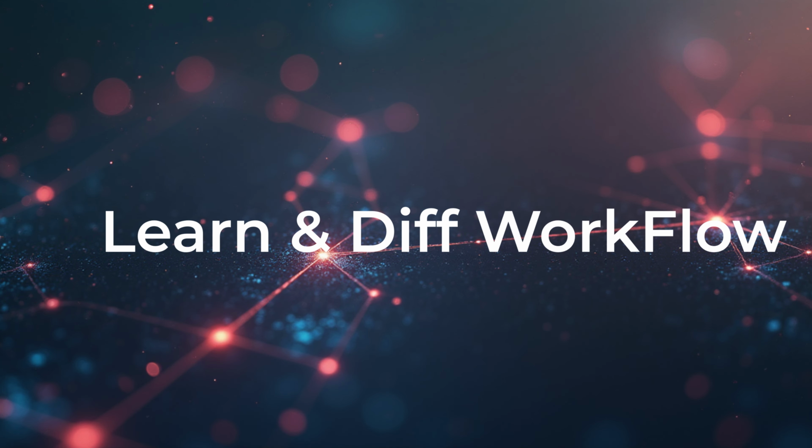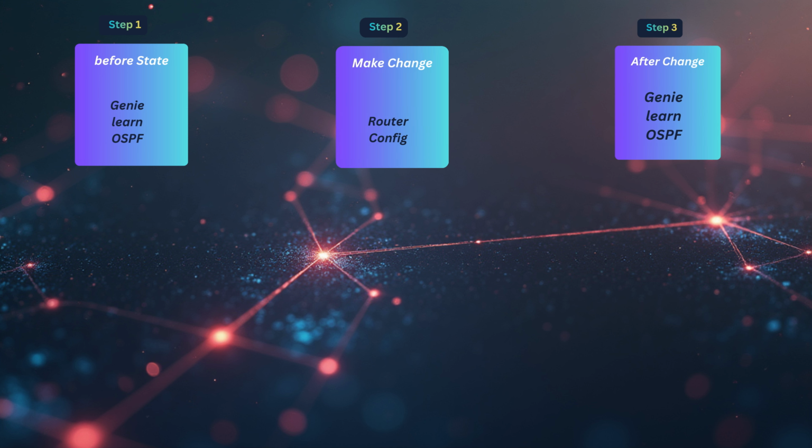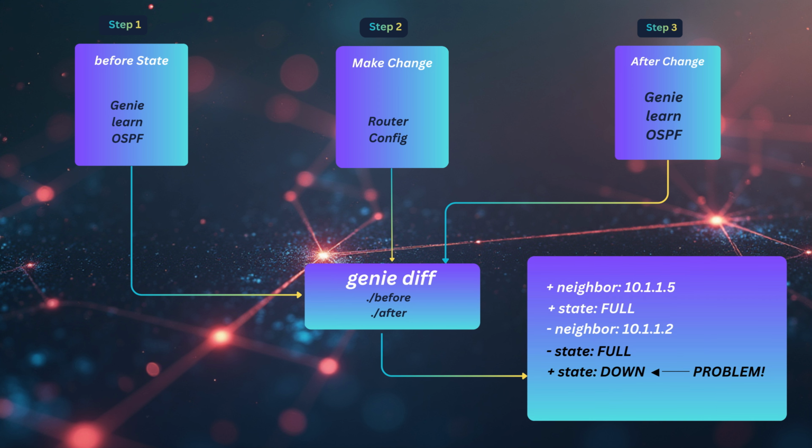But the real killer feature is the learn and diff workflow. With pyATS, you can capture your network state before the change, make your changes, and capture the state after, then diff them. pyATS tells you exactly what changed, down to the individual route entries and the neighbor state.